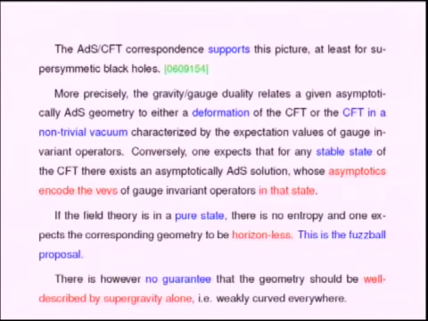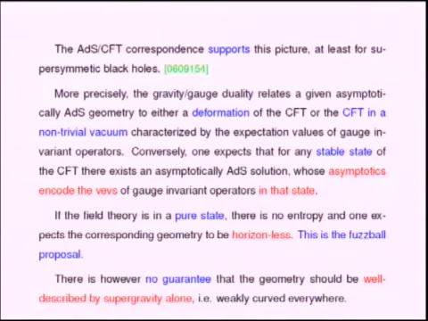We can't, of course, in AdS/CFT say things about general black holes. So more precisely, gravity-gauge theory duality wants to relate an asymptotically anti-de Sitter geometry to either a deformation of the conformal field theory or the conformal field theory in a non-trivial vacuum characterized by vevs of operators. Conversely, one is assuming in many contexts, if you believe in AdS/CFT, that for any stable state of the conformal field theory, there is an asymptotically anti-de Sitter solution whose asymptotics encodes the vevs of the operators in this state.